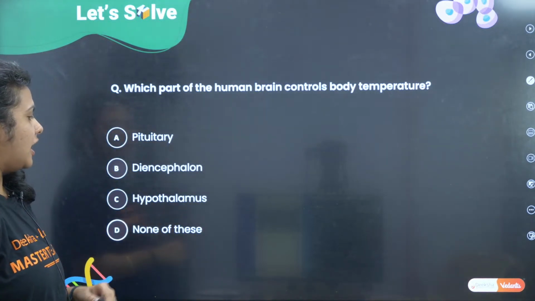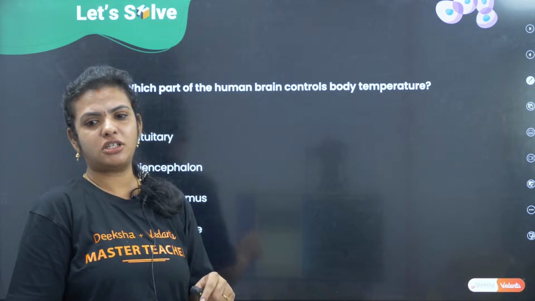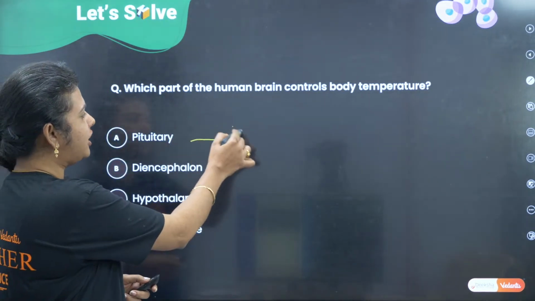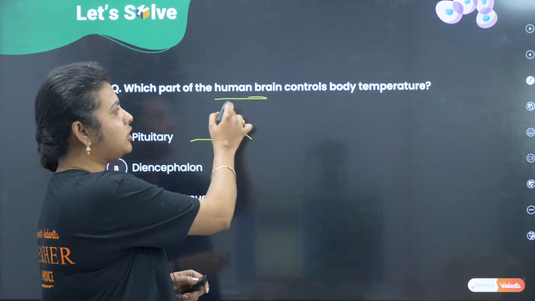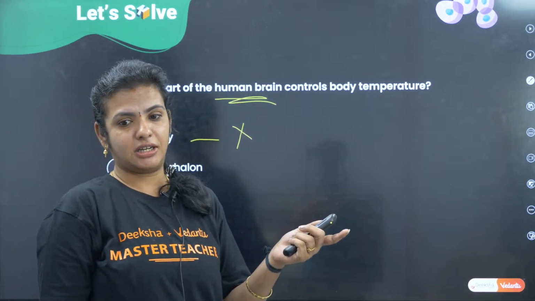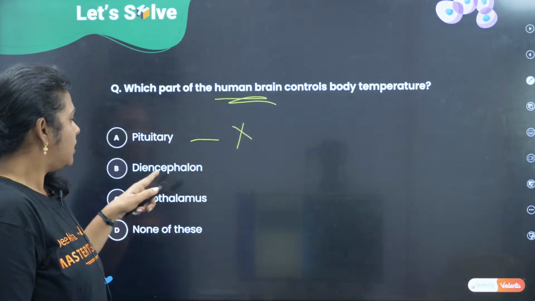All right. Which part of the human brain controls body temperature? Pituitary, diencephalon, hypothalamus, none of these. This is a very direct question. Definitely it can't be the pituitary, because we are talking about the human brain. The pituitary gland by itself is a master gland, so it can't be a part of the brain.